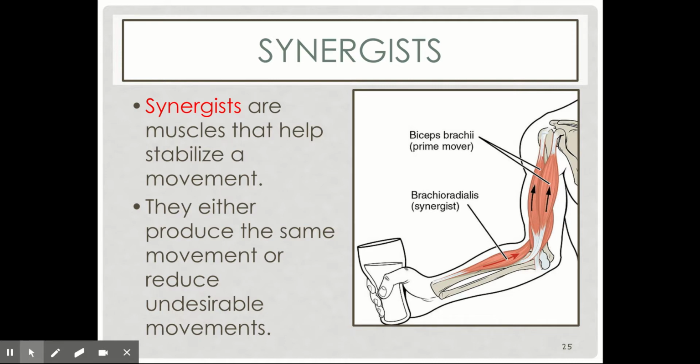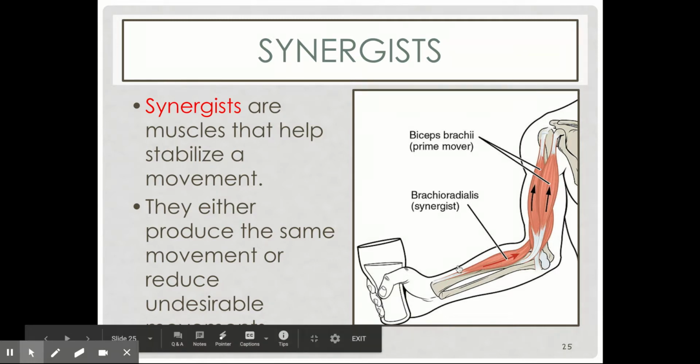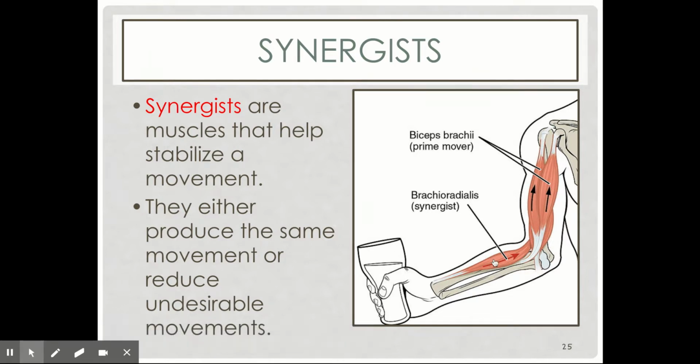In this example, you have a muscle in your lower arm called your brachioradialis, and you can see it here. It's at the top of your arm on your thumb side. And so this is going to be the stabilizer, or the synergist, in the movement of your biceps brachii.